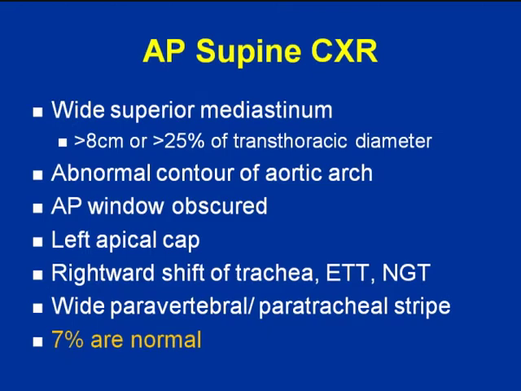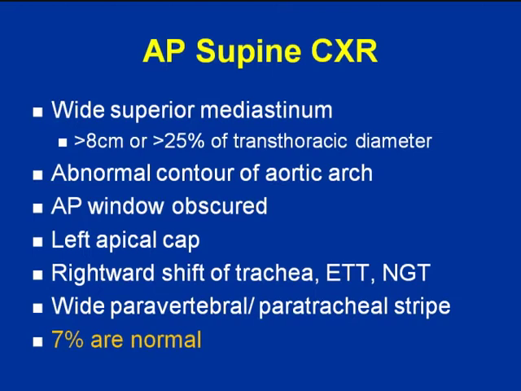Look at the aortic arch very carefully. Look for an abnormal contour. Really focus on the AP window, and I'll show you cases of all of these. Left apical capping we've all heard about. And I'd like you to use the central structures as an indicator of shift. Particularly, look at the trachea, which is located midline. Look for that trachea to be shifted to the right.